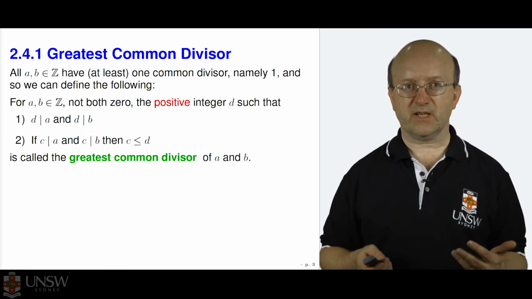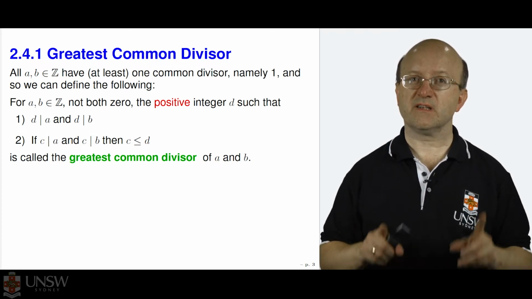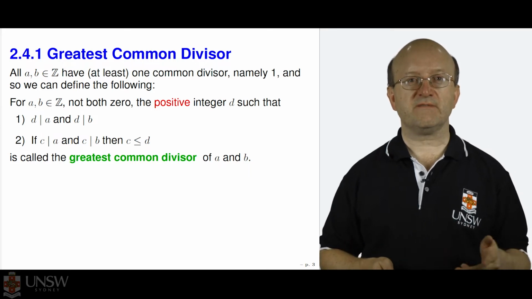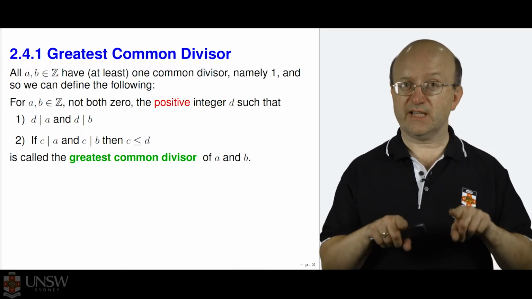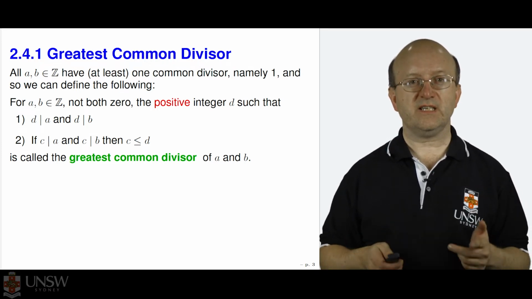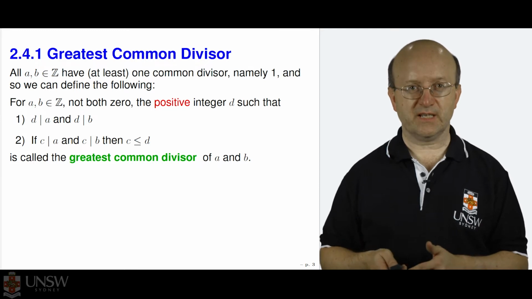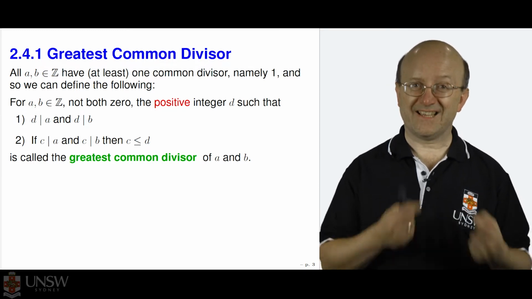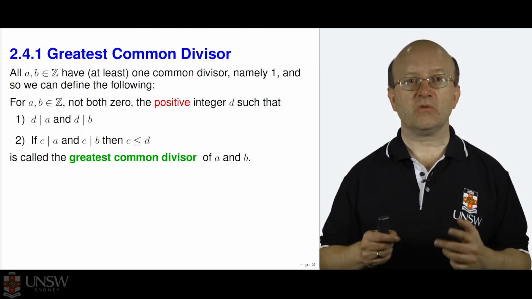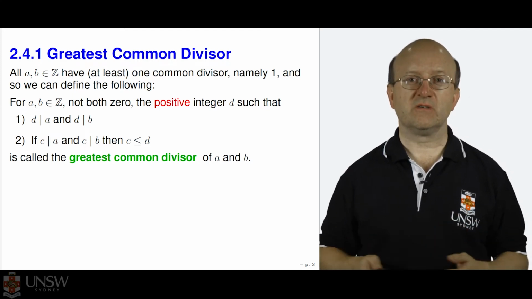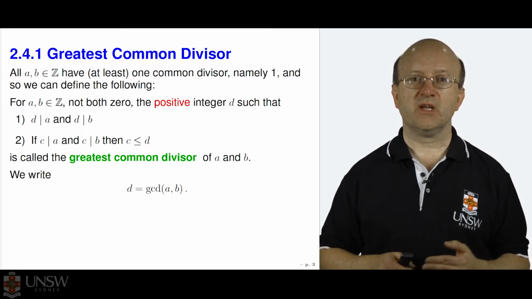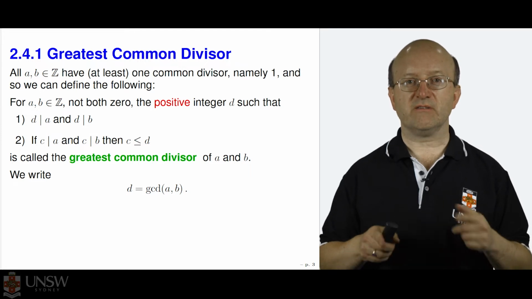We take two integers, a and b, not both 0, I'll explain that point in a few minutes. Then the positive integer d, such that d divides a and d divides b, so that d is a common divisor of a and b, and such that if c divides a and c divides b, then c is less than or equal to d. In other words, if c is another common divisor of a and b, it is not any bigger than d, then we call d the greatest common divisor of a and b. And this is the notation we're going to use. We write d = GCD(a, b).